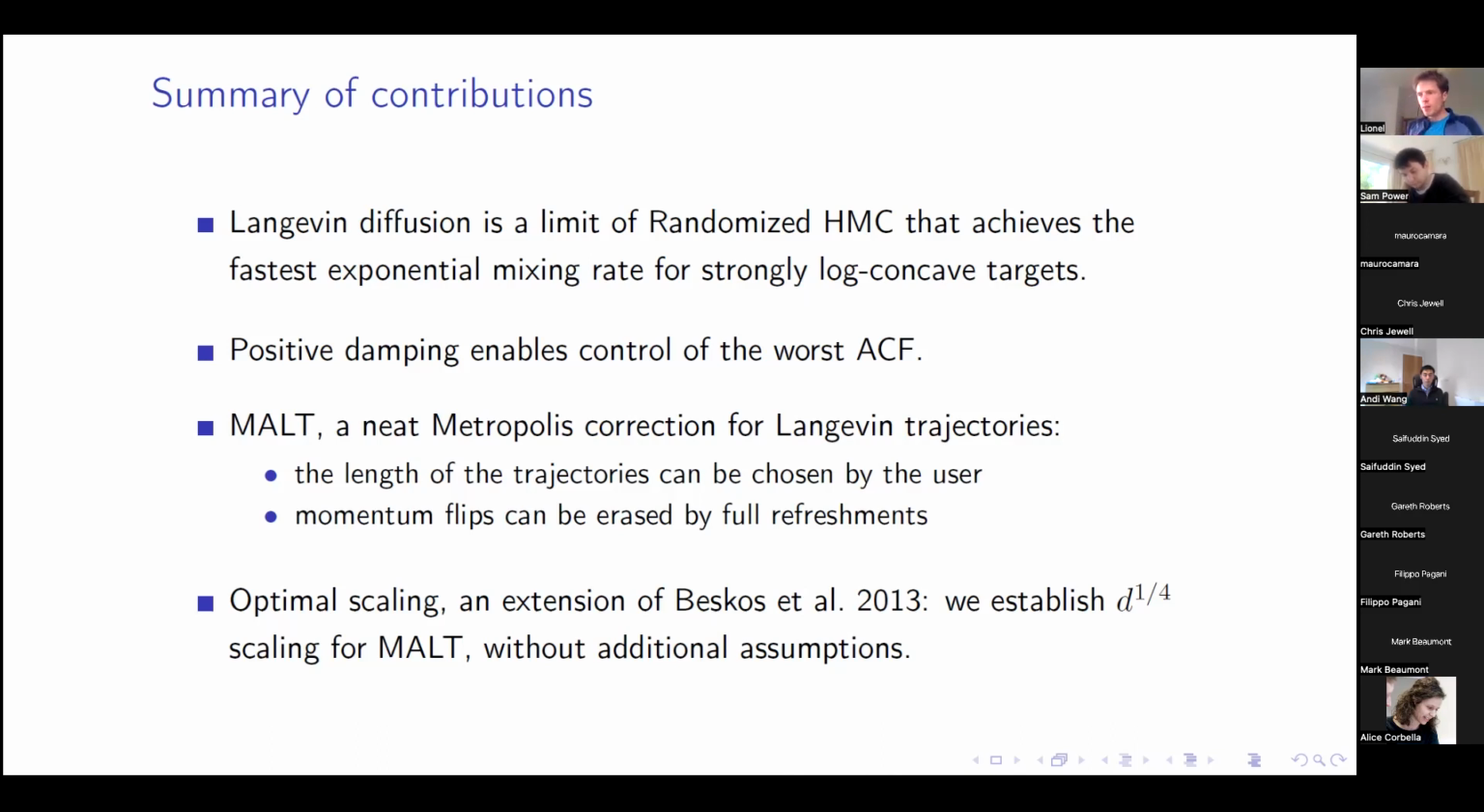We present this MOLT algorithm as a neat Metropolis correction for approximating Langevin trajectories where the length of the trajectories can be chosen by the user, which is not the case for GHMC, and for which momentum flips can be fully erased by refreshments, which is also not the case for GHMC. Finally, we support this algorithm by a theoretical investigation of the scaling limits and recover similar results as for HMC, in particular the dimension to the one-third scaling and the tuning guidelines, whatever friction we choose, without additional assumptions.